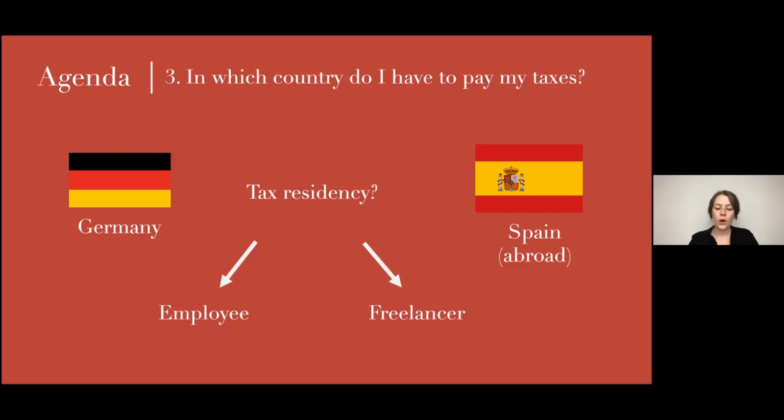If the freelancer works abroad for more than 6 months and has no place of residence in Germany anymore, then you would be considered a non-resident with a limited tax liability on your income from a German firm. So this is important to keep in mind. As long as you get an income from a German firm, basically you have to pay taxes on this income in Germany, because your work will be exploited in Germany.